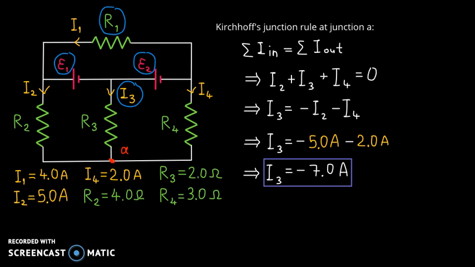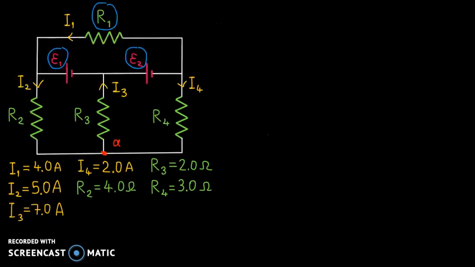What does it mean to get a negative current? It just simply means that my original assumption for I3's direction was wrong. In the picture, I have I3 pointing down the middle branch, but because I got a negative result, that was wrong, and I3 in reality is pointing up in the middle branch, so it's going out of the junction A. Next, we will look for the unknown EMFs, EMF1 and EMF2.